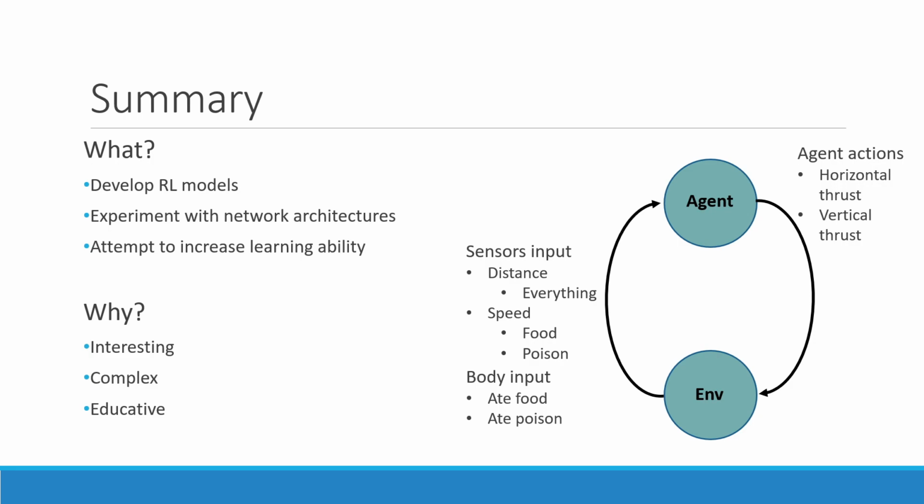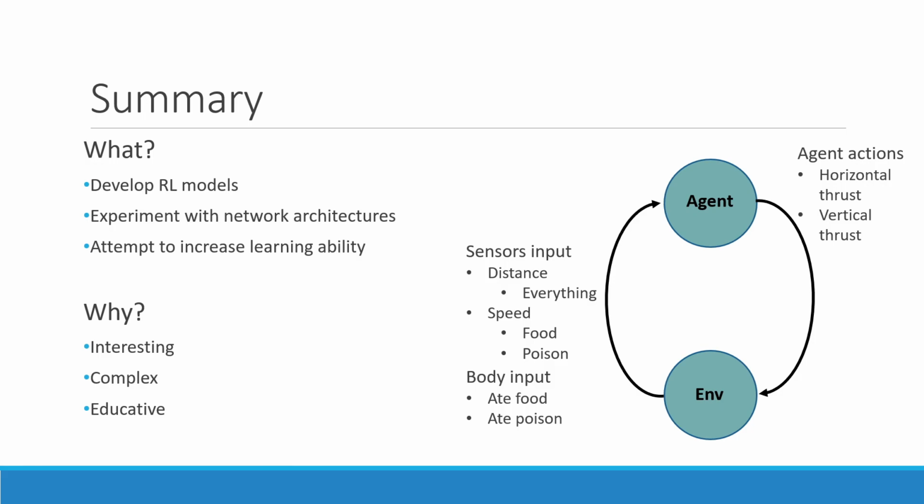world. So why do we want to work on this project? We want to develop RL models, and we want to experiment with different network architectures, and we want to attempt to increase the learning ability. We want to learn as well as possible how to develop a good agent. Why do we want to do this? It's both interesting and complex because of the continuous world that these agents live in, and it's also educative. It teaches us how to build agents and how to develop agents in such a way that they will work better in such a world.